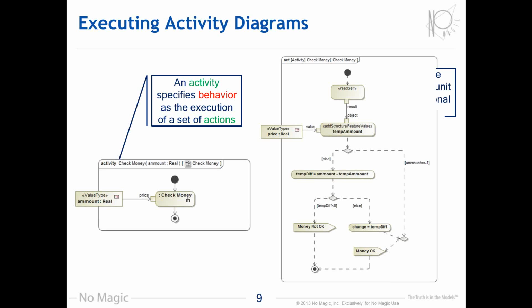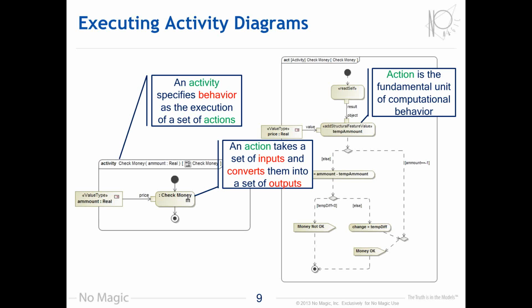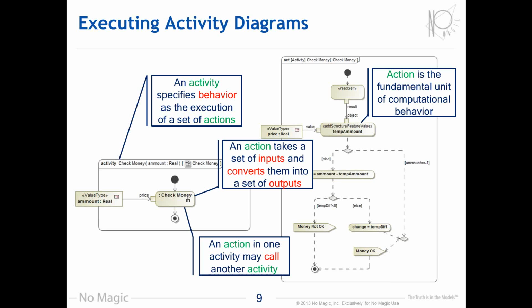There are multiple different actions available, and actually more than 50 actions are available inside UML, and they are for different purposes, of course, such as send signal, receive signal, opaque action to call scripts, call other behavior, and so on. So there are a lot of actions. The idea of an action is to take a set of inputs and convert them into a set of outputs. So it takes inputs and transforms them into outputs. And an action in one activity may call another activity. So some of the actions, so-called call behavior actions, can call other activities that have multiple other actions and different flow.